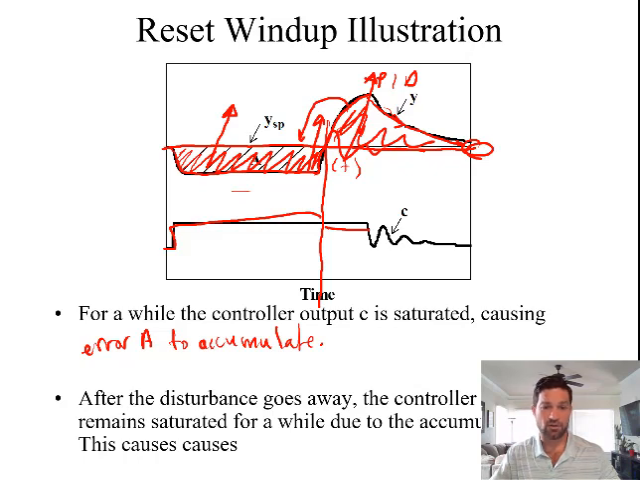After the disturbance goes away, the control output remains saturated for a while due to the accumulated error. And again, this is going to cause an overcorrection, because the controller thinks it needs to continue to push up in this direction to get rid of this large error that's accumulated in the PID controller. So again, overcorrection in the control variable.